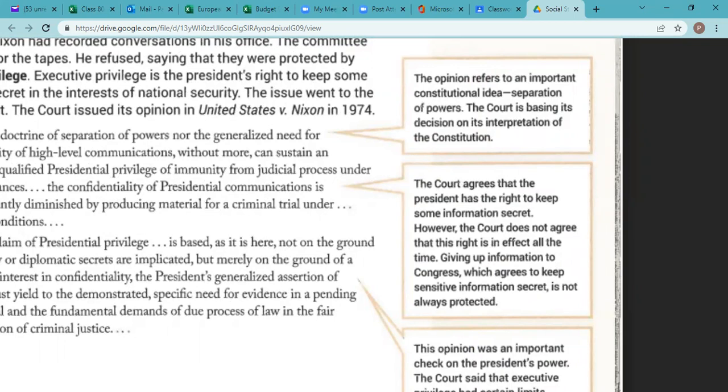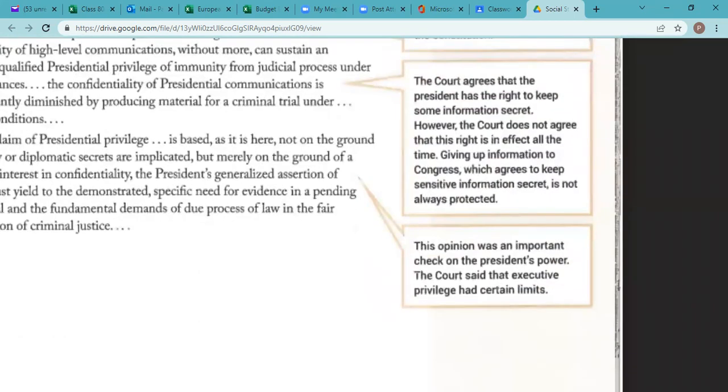The court is agreeing that the president has the right to keep some information secret. However, and remember that transitional word, however, we're going to the opposite side here. The court does not agree that this right is in effect all the time. So giving up information to Congress, which agrees to keep sensitive information secret, is not always protected.